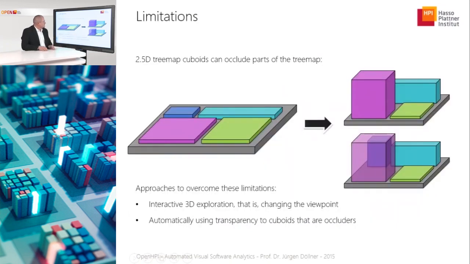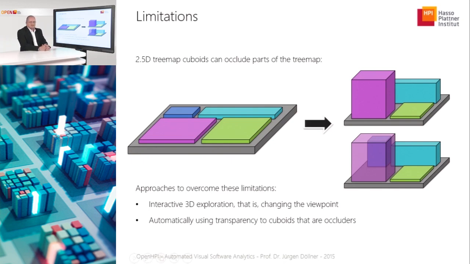Let's also briefly come to the limitations. One strong limitation is occlusion. As cuboids are three-dimensional objects, depending on the viewing angle or the camera position in general, cuboids can occlude other cuboids if they are behind and smaller. For example, here we do not see that there is a cuboid behind, unless we use transparency to get still the right information. There is a cuboid behind.